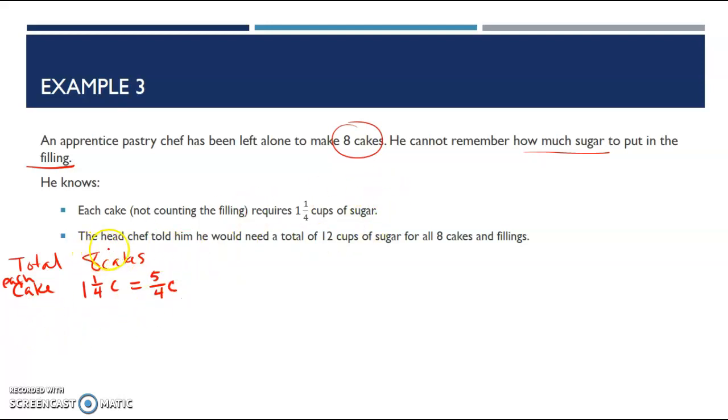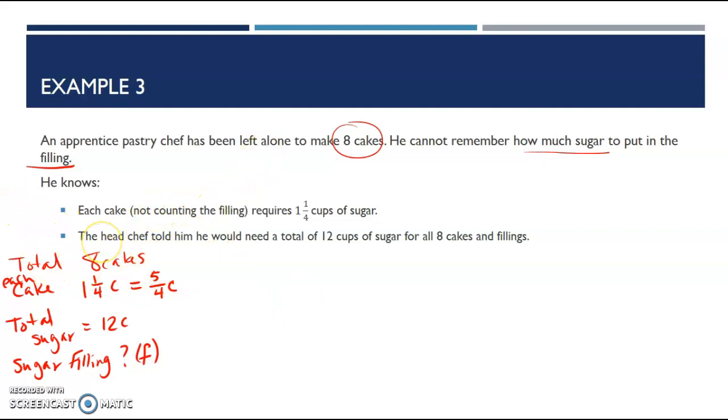of sugar. And the head chef also told him that he will need a total sugar being 12 cups. So the question is how much sugar for the filling? So that's going to be, we're going to call that F. Our number of cups for the sugar.